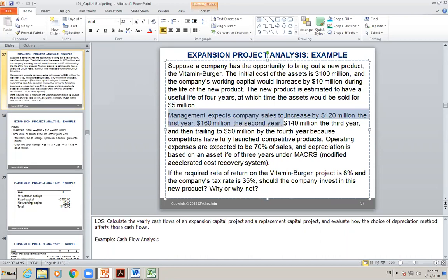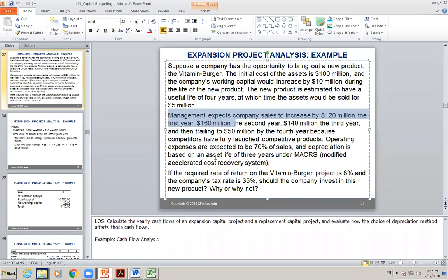The management expects the company's sales to increase by 120 million in the first year, 160 million in the second year, 140 million in the third year, and 50 million in the fourth year, because a competitor has fully launched a competitive product. You can see that different numbers are used in the sales. And operating expenses are expected to be 70% of the sales. So whatever sales figure we put in, the cash operating expenses will be 70% of that.